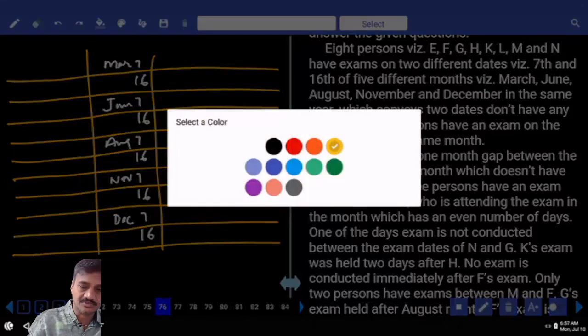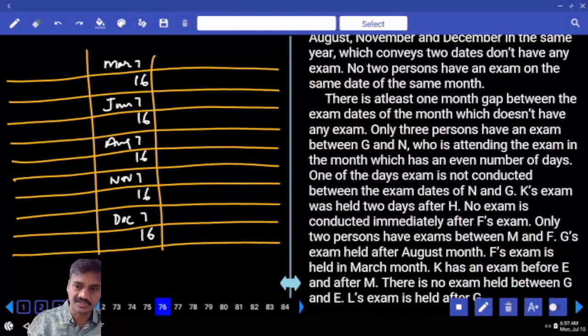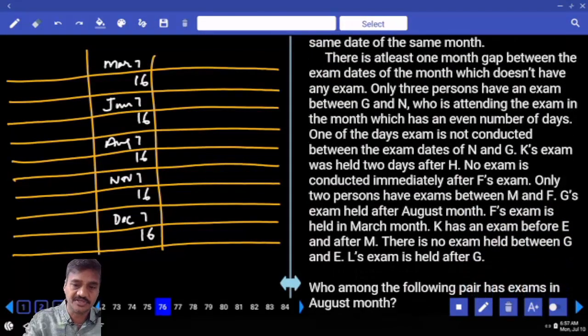Then coming to condition number 1. Now there is at least 1 month gap between the exam dates of the month which does not have any exam. That means holidays, between those 2 holidays at least 1 month should be there. And next one, only 3 persons have an exam between G and N. Now in between G and N, how many people are there? There must be exactly 3 persons he is talking about. Now 3 persons, how many dates in between? Maybe 3 days or 4 dates or 5 days. Why? Because if both the holidays are in between these two, then it could be 5 days. Or if there is only 1 holiday, 4 days. If there is no holiday, 3 days.